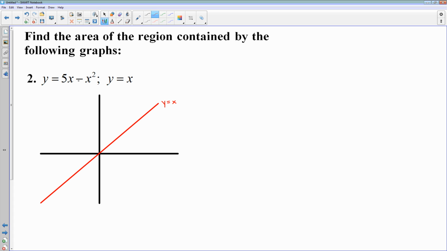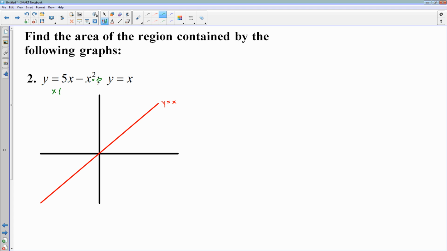And then I need to graph 5x minus x squared. I know it's a parabola that opens down, so I'm pretty sure it's going to be up above the graph like this. But I'll want my graph to be somewhat accurate, and to do that, I'm going to find the x-intercepts. So I'll set this thing equal to 0.